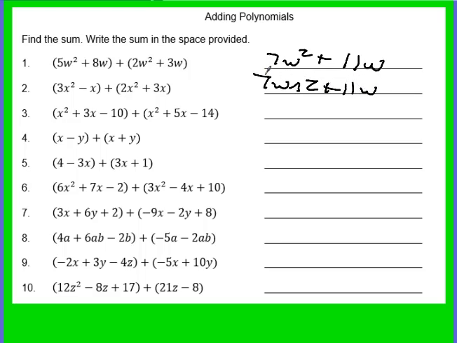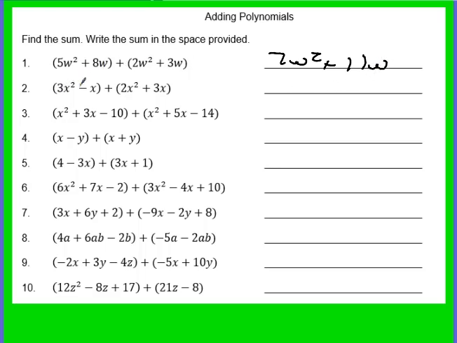11w. And I don't want you putting any spaces in between anything, because in the form that I'm going to be using, that's how I'm going to be checking your answer. So just keep that in mind. That's what I want you to do on this particular assignment. So on this first one, like I said, we had 5w squared and 2w squared, which gave you 7w squared, plus 8 and 3 gave you 11w.